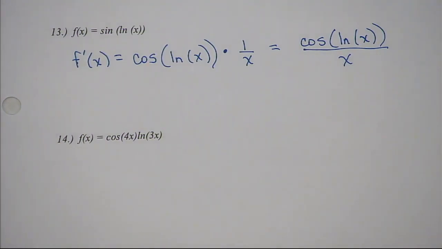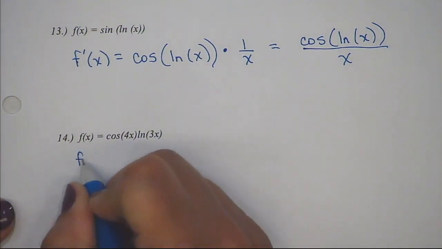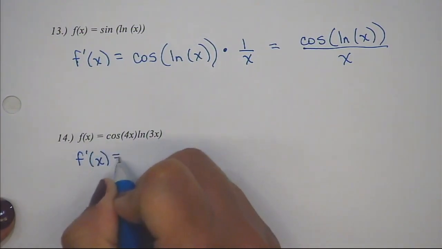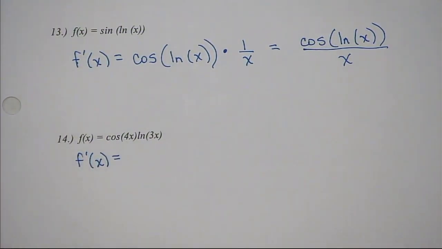All right, 14 is a product rule. Cosine of 4x times the natural log of 3x. So that's a product right there. So we're just going to run through and do a product rule. So we're going to start with the derivative of cosine of 4x.